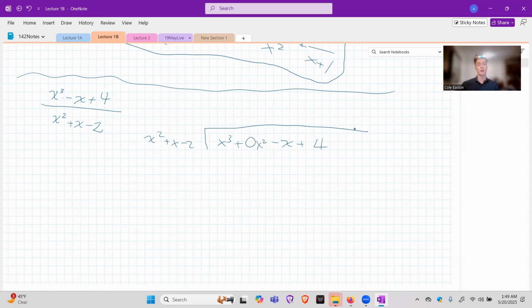Okay. Now, the way we do this is we're just going to look at this x squared and this x cubed. We're going to say how many times does x squared go into x cubed? What do I have to multiply x squared by to get x cubed? Well, I have to multiply that by x. So then we multiply this first expression by that x. So we're multiplying everything. So that gives me x cubed plus x squared minus 2x.